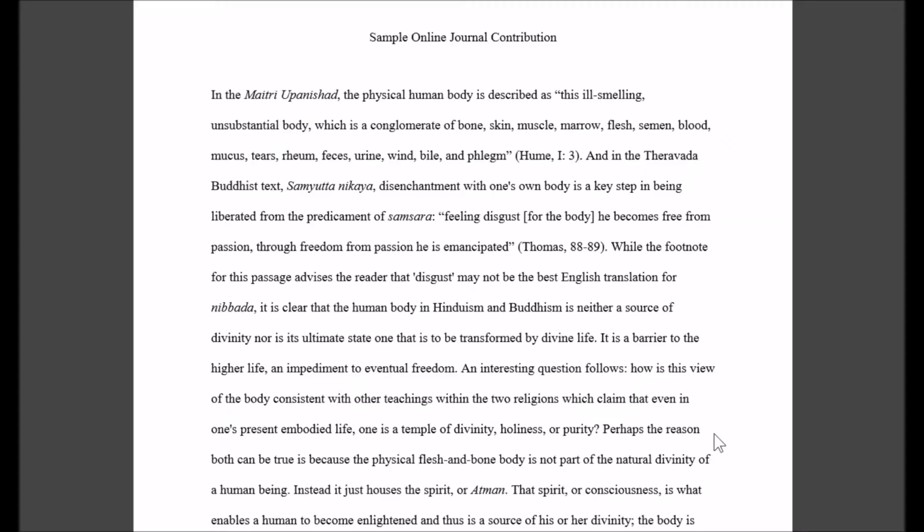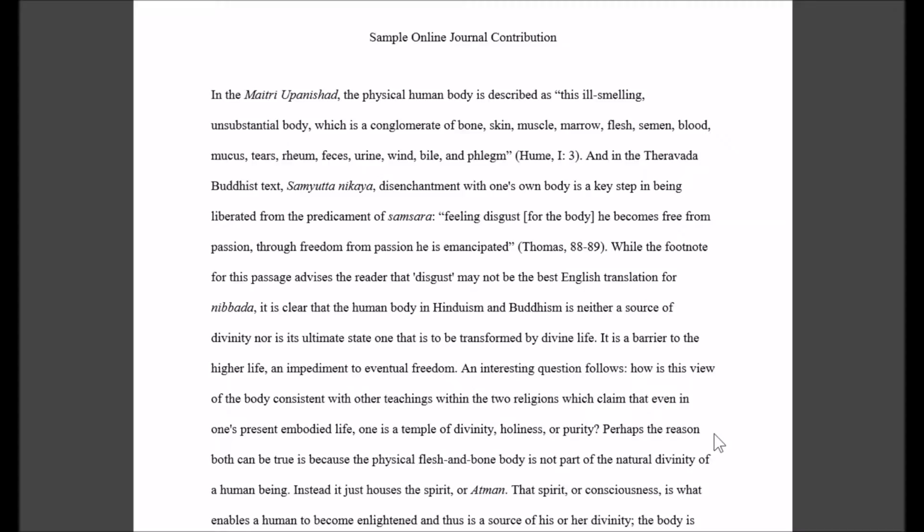Another thing that's impressive about that is it's a way of taking my original prompt and recasting it, revising it, and making it focus on a more specific topic. Because in my original prompt, I said, what's the connection of the body to the divine life in the two religions? And here, what she's doing is saying that, look, there's a question here about the internal consistency of the teachings, where on the one hand, the body is something to be overcome. It's an impediment, a barrier. But on the other hand, we can still be this temple. A human being in the physical body can be this temple of divinity, holiness, or purity.